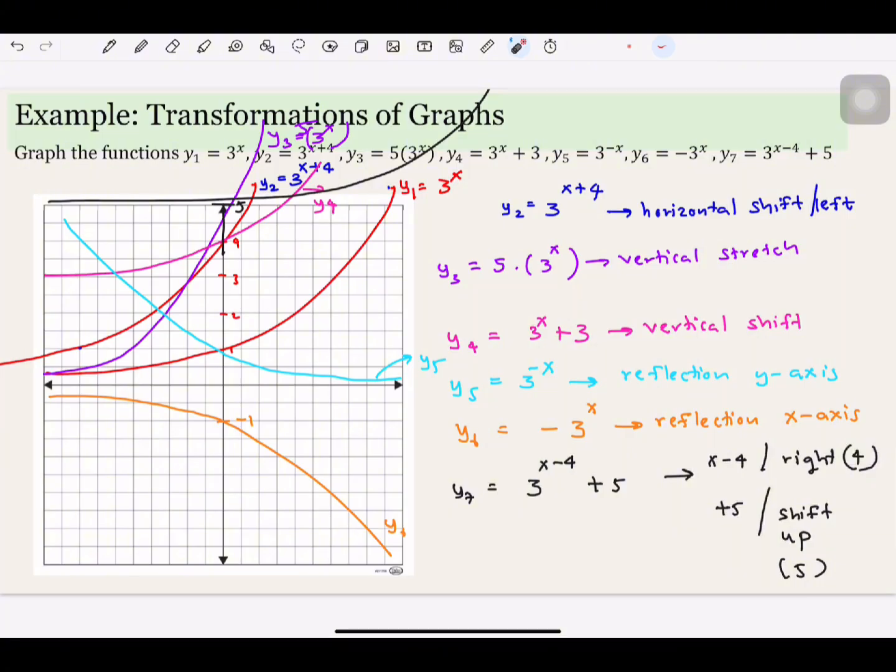So in summary, all these functions are based on y equals 3 to the power x, but with shifts. The shifts can be either left, right, up, or down, and also stretches, compressions, reflections. So all these transformations change the graph position, direction, or steepness, but the exponential nature of the curve remains the same.